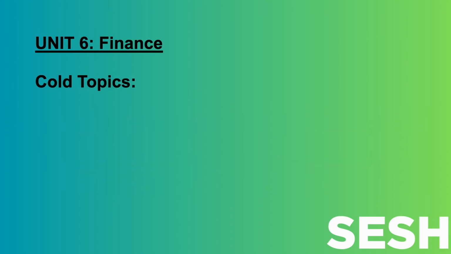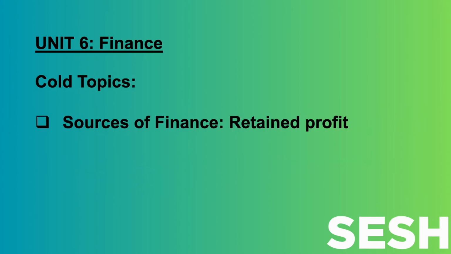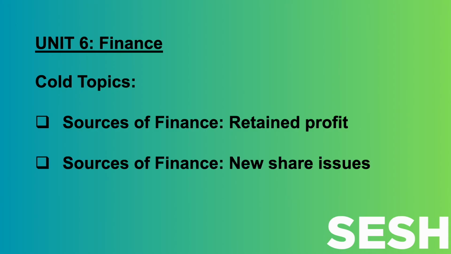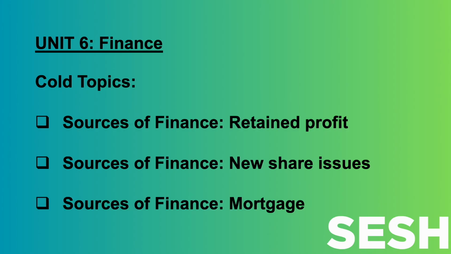Next is cold topics. Those cold topics really is sources of finance, particularly retained profits. Retained profit is the accumulation of profits kept within a company. The next is new share issues. That involves the sale of additional shares to raise finance. And then mortgages, which is a secured loan using property as collateral to fund business activities.